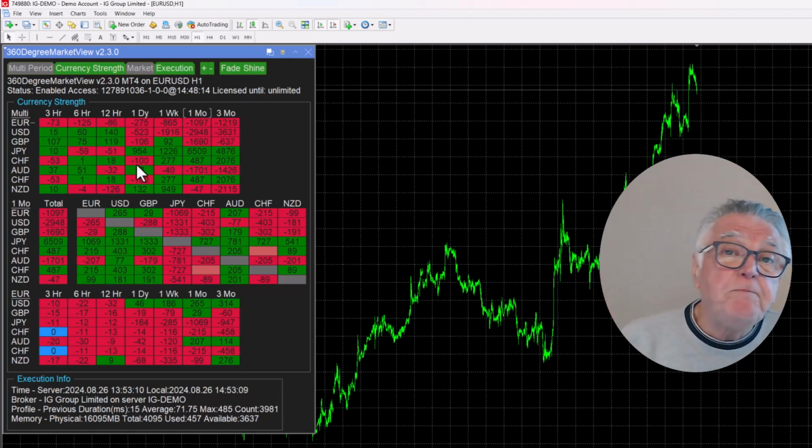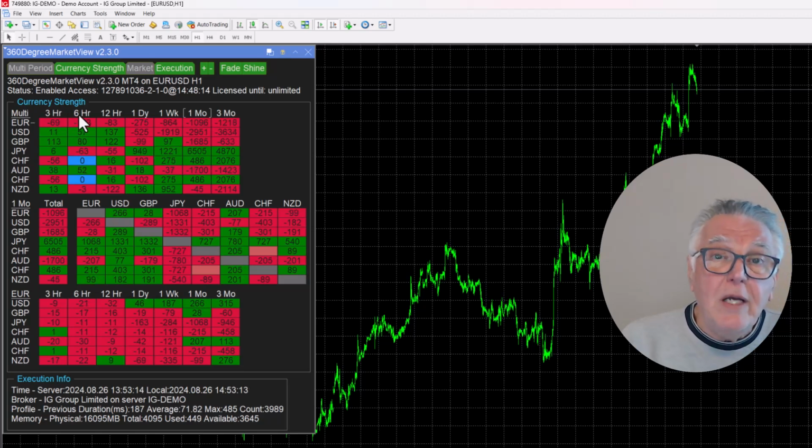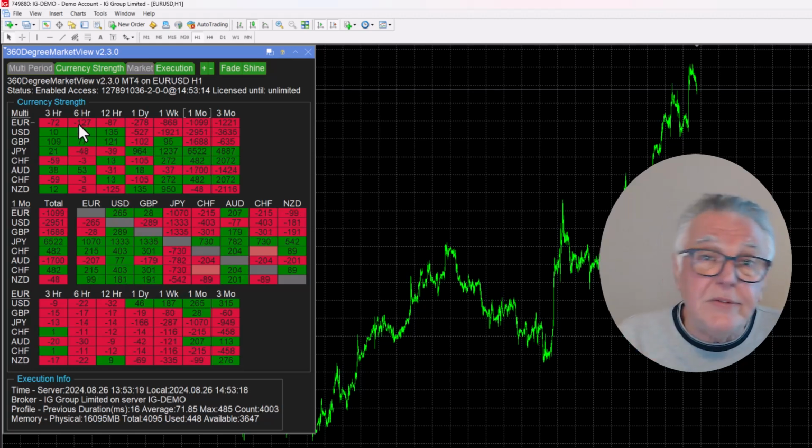When you start using it for information, you can start using the 3 hour and the 6 hour, because those are the ones that you can actually create trades from. You just trade this weakest currency against the strongest currency and that type of thing.